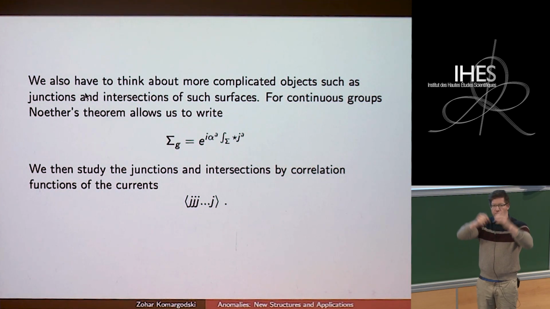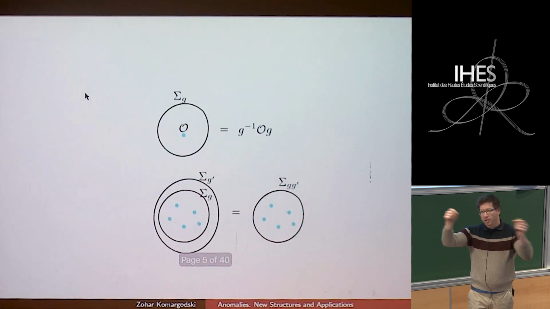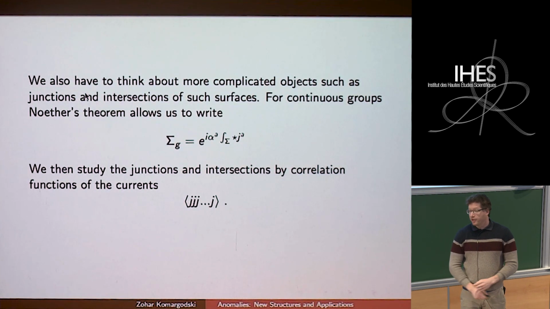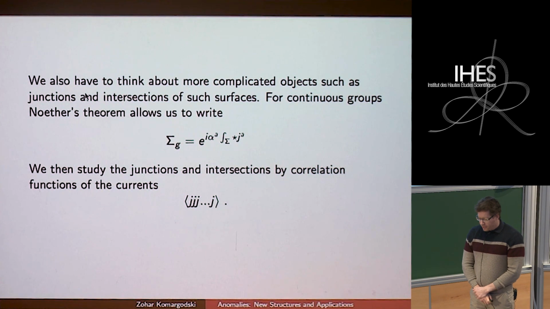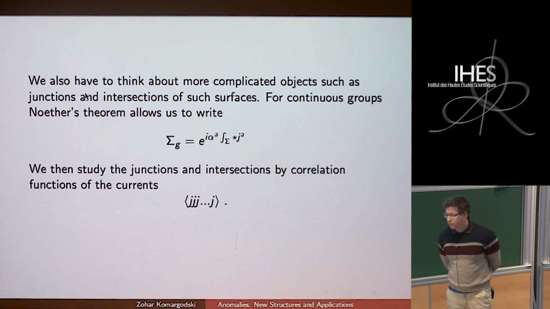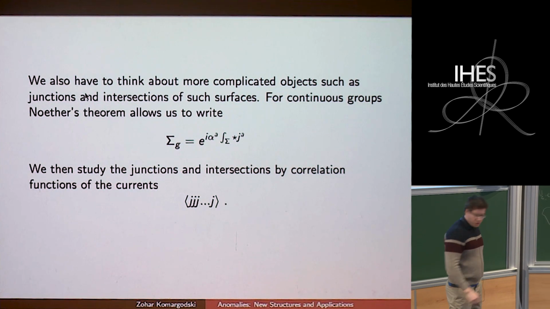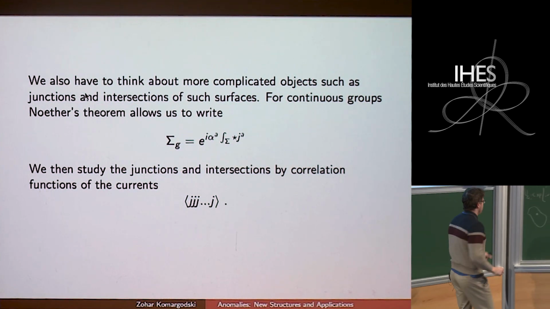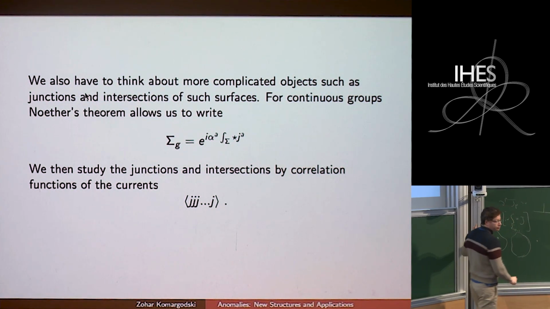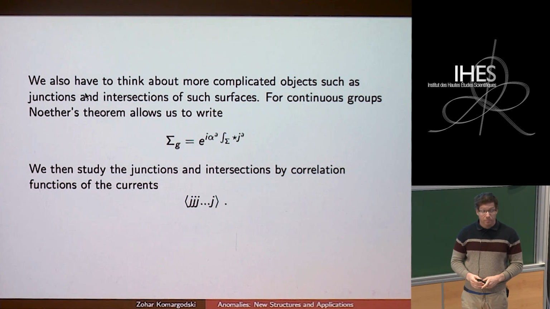Now, of course, once you start drawing these pictures, you are led to think about more complicated objects. Here I've been just thinking about some codimension 1 surfaces that might have some interesting fusion rules, but you're also led to think about more complicated objects, such as the junctions and intersections. What happens when two such surfaces intersect? What happens when there is a T-junction? Or by a T-junction, I mean something like this. What happens if there is something like that? So you're led to more complicated questions which are not answered by Noether's theorem.